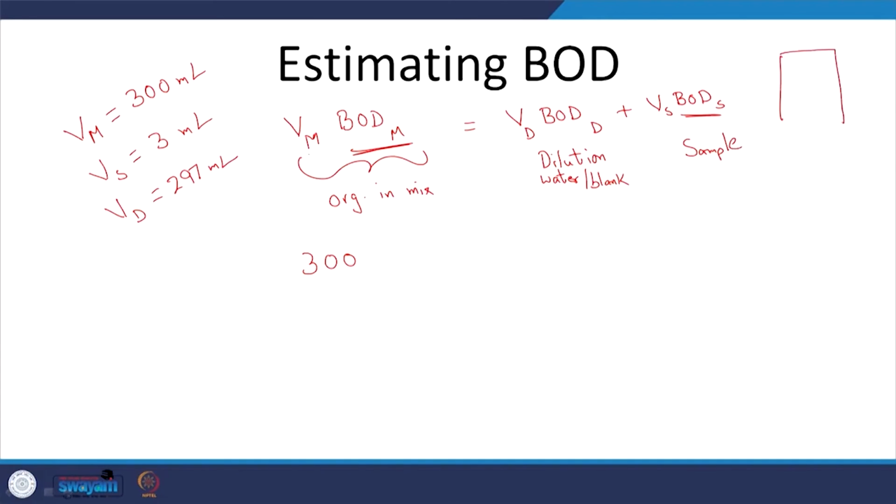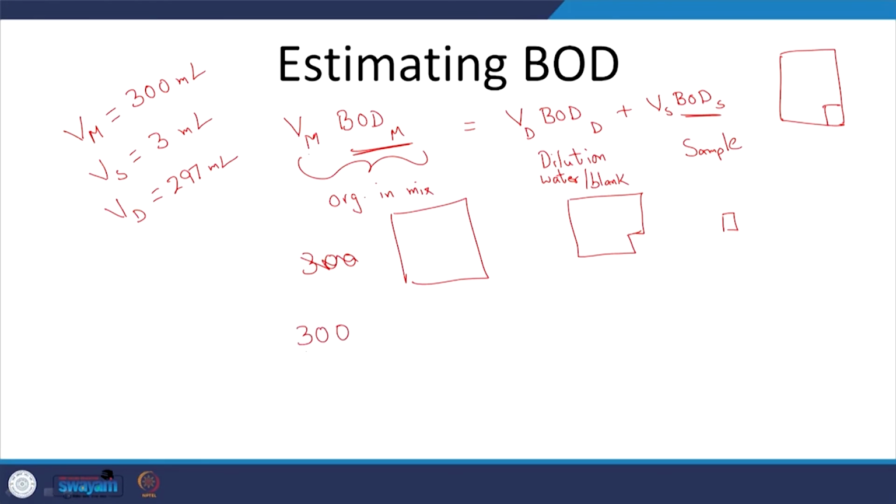As in the figure, the sample is this fraction and the dilution water is this fraction, and the BOD of the mixture is this entire thing. So, that should hopefully clear up the issue for anyone who is still confused.